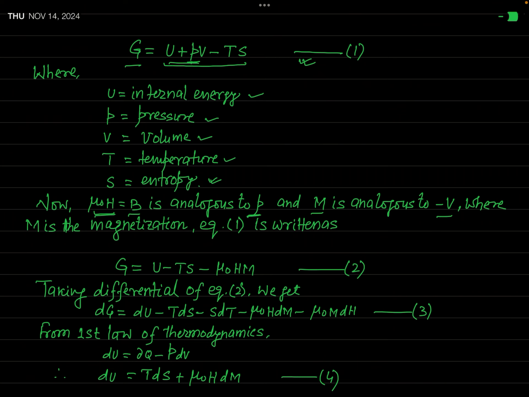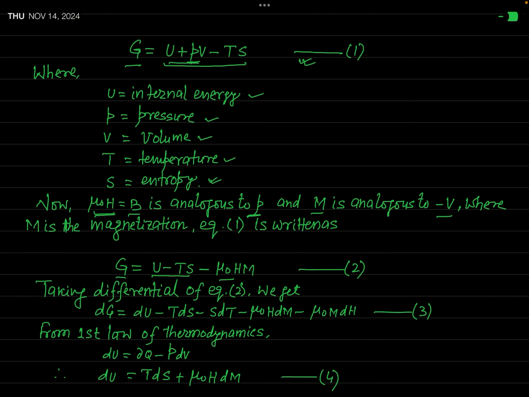So the expression for Gibbs potential, or Gibbs free energy per unit volume, will be G equal to U minus TS. Instead of P, we write mu naught H, and instead of V, we write minus M. So this is minus mu naught HM. Now you can say that this is the basic definition of this Gibbs potential or Gibbs free energy.